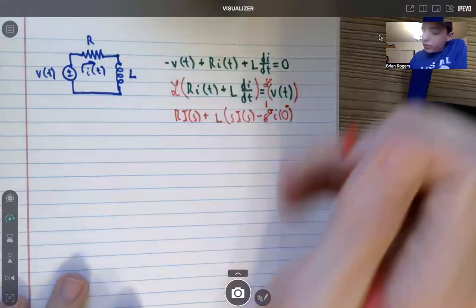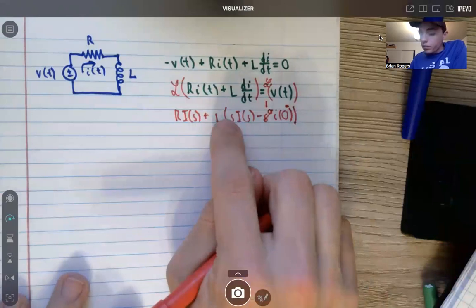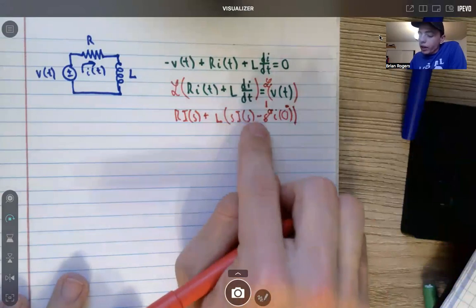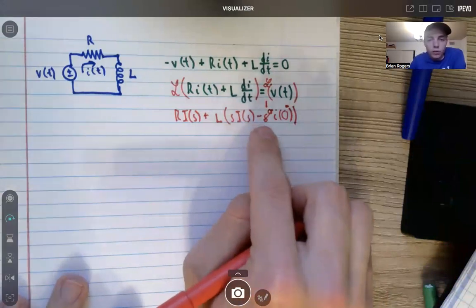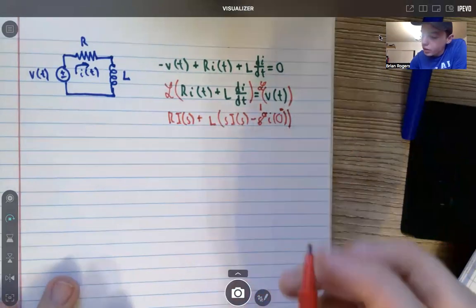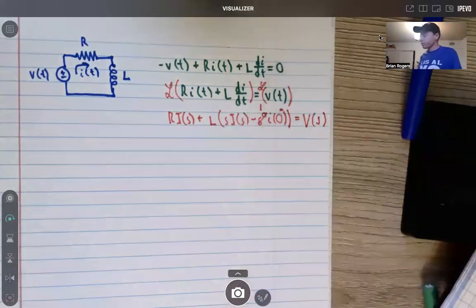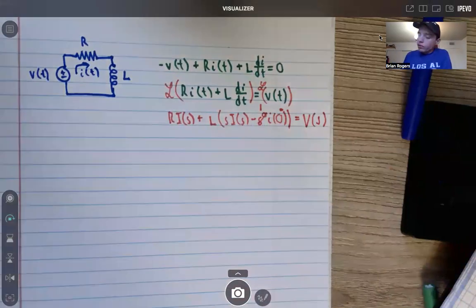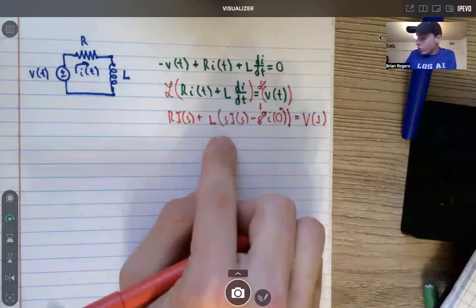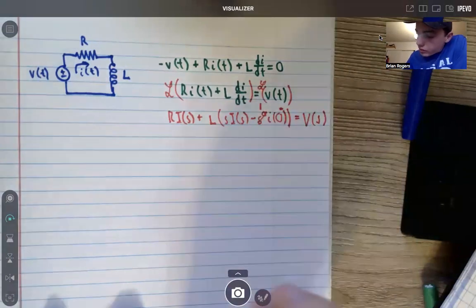And then when you take the Laplace of the derivative, you get S times the frequency domain representation of your variable, and then you subtract, lowering the power of S, the first initial condition, and then you say equal to. If we take the Laplace of V of t, that just becomes capital V of S, now in the frequency domain. Now you've formed your equation for the circuit in the frequency or S domain, and so you can write it out so you get all your terms.